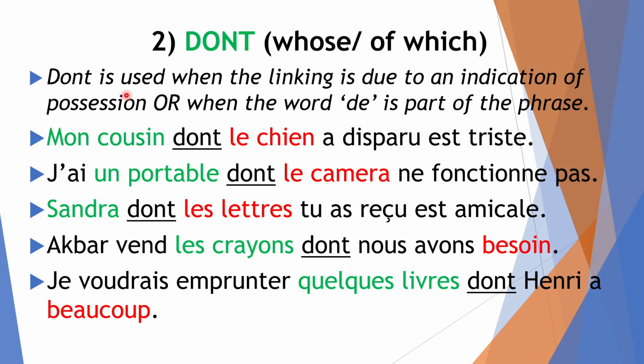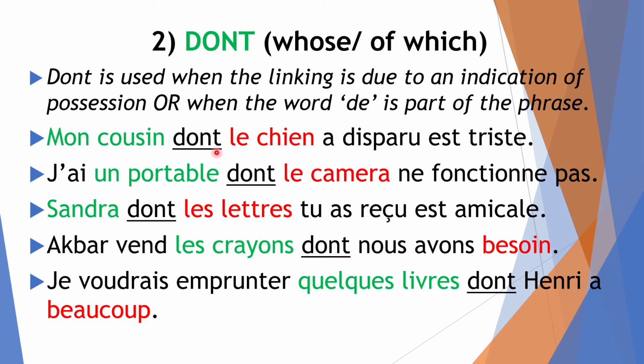The second use of dont is when the word de is part of the phrase, like avoir besoin de. Okay, parler de, to talk of someone, to be in need of something, right? Avoir besoin de, parler de. Whenever the word de is part of the phrase, then you have to use dont. That is when it becomes of which. Okay, so let's look at some examples.